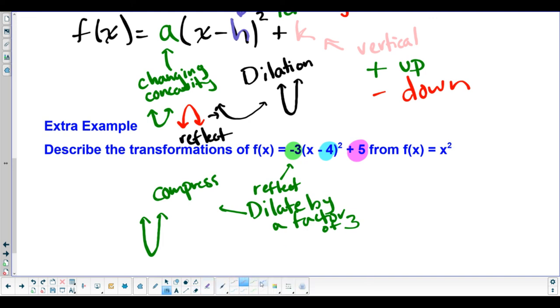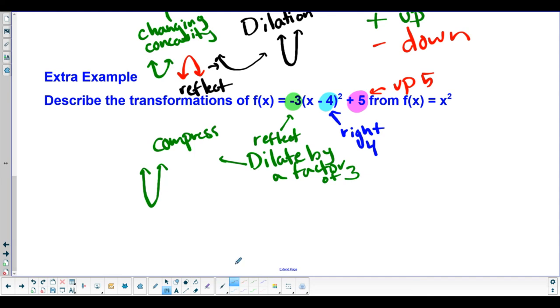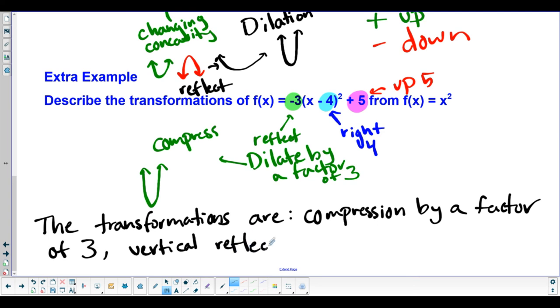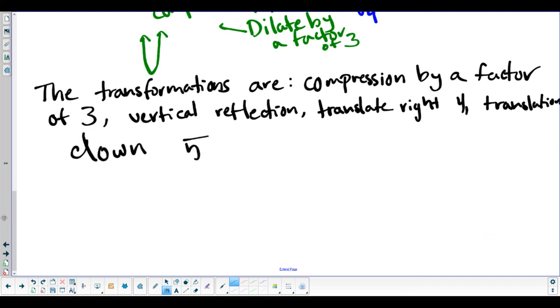And then this minus four on the inside, that's my horizontal. Since I'm subtracting, that's going to move me to the right four. And then this plus five at the end means that I am up five. Describing the transformations, if you want to write it in a sentence, you could say: the transformations are, colon, a compression or dilation by a factor of three. I chose three, that's the number we're multiplying by. There's a vertical reflection. There's a translation right four. And there is a translation up five.